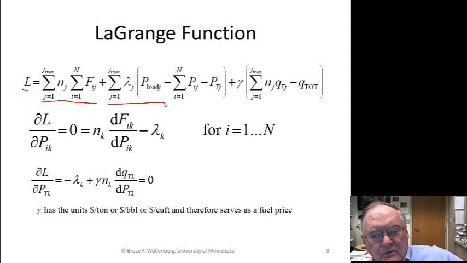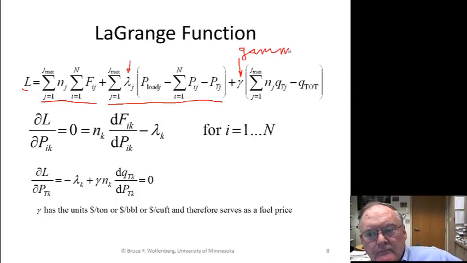Then I have a Lagrange variable, lambda, times my loading constraint for every time period. And then I have another Lagrange variable, a single one. It doesn't have a t variable, called gamma. This is the Greek gamma. That variable is a Lagrange multiplier, and it's the one that's controlling this gas consumption constraint out here, the gamma Lagrange multiplier.